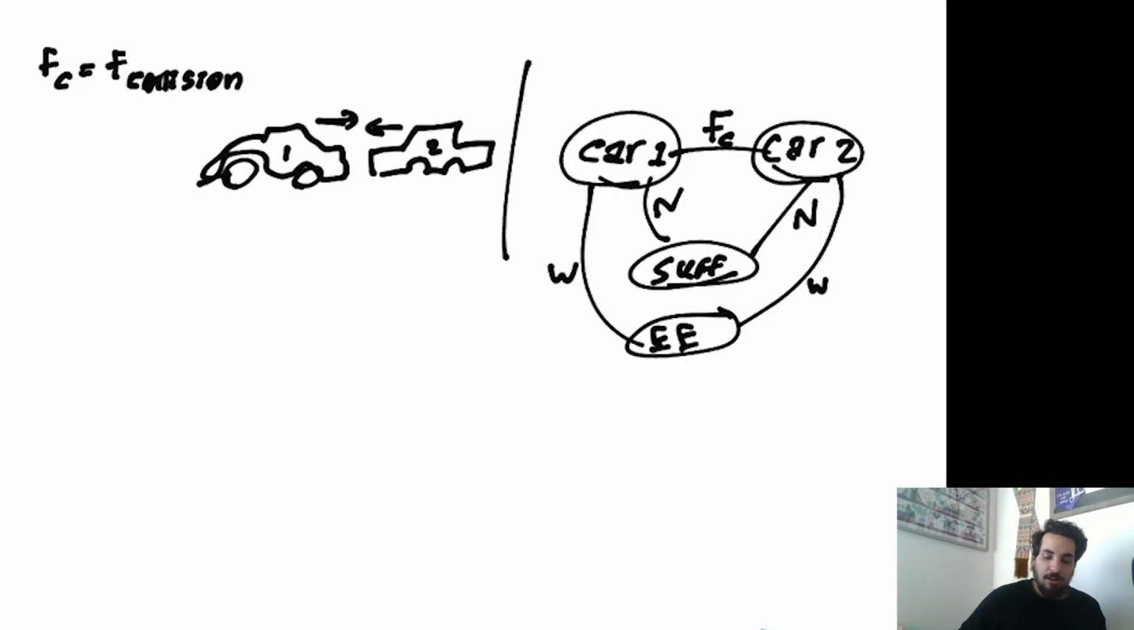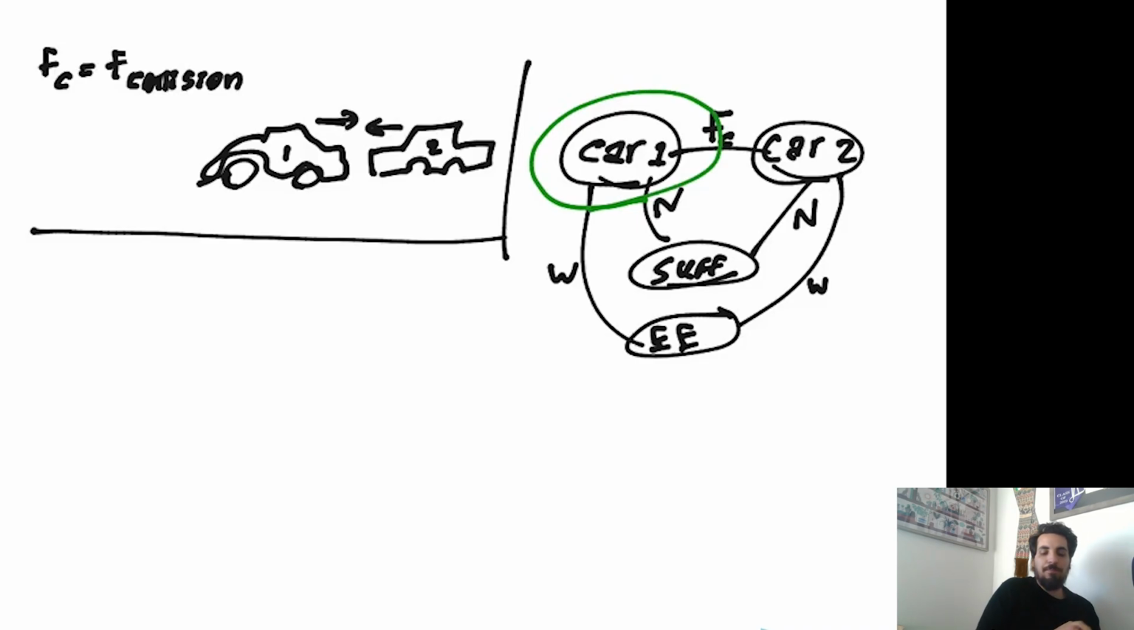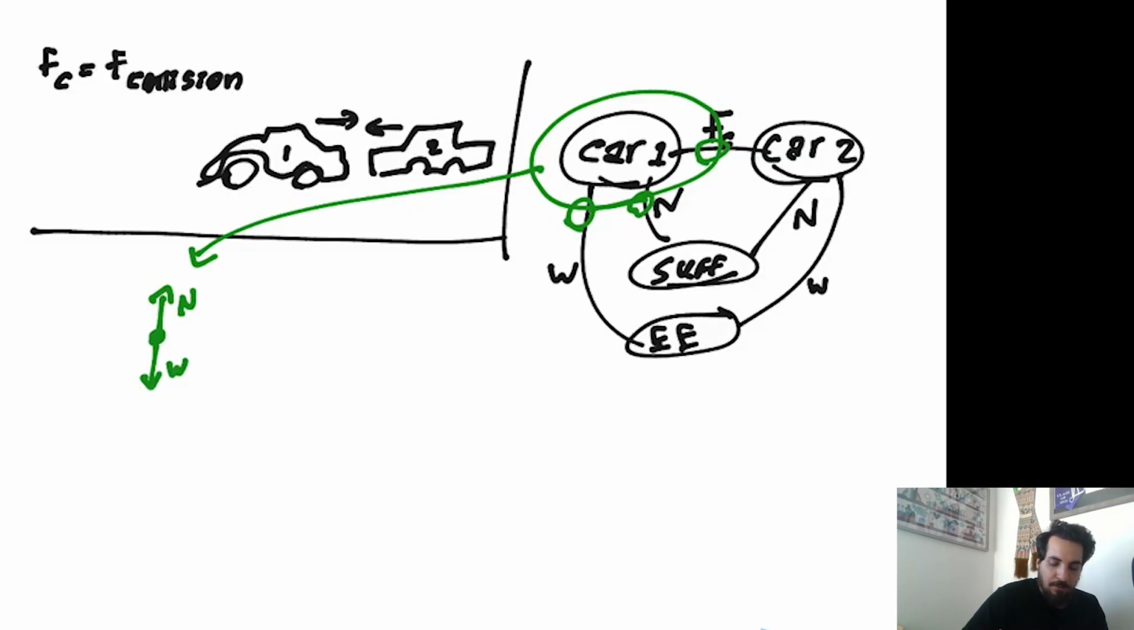We take a look at car 1. If we were to look at the system of, for example, car 1, I'll outline it in green here, we would have the external forces, and I'm drawing only the external forces. The external forces are the ones that cross the boundary between environment and system. So if we were to look at car 1, we would have the normal force upwards, the weight downwards, and the force of car 2 pushing on car 1.